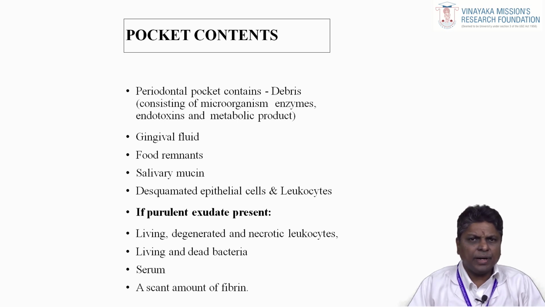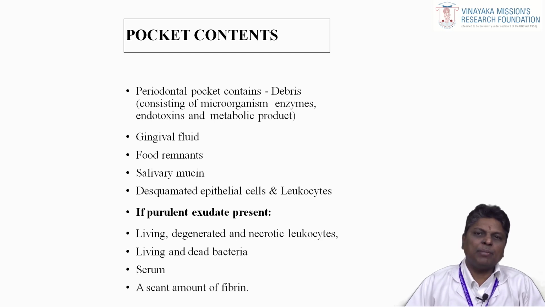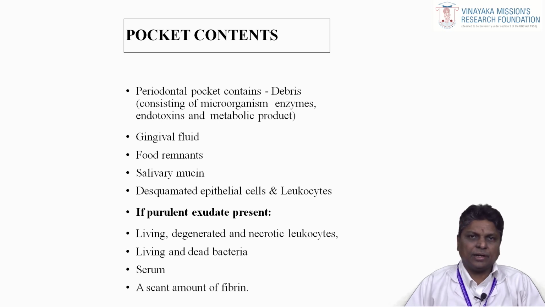If a purulent exudate is present, there will be living, dead, or degenerated necrotic WBCs, and living or dead bacteria. Sometimes WBCs can kill the bacteria also. If the host immunity is very good, serum will be there, and some amount of fibrin will be located in this area. So these are the things you have to take as the content of the pocket. This is a very important short note for you.